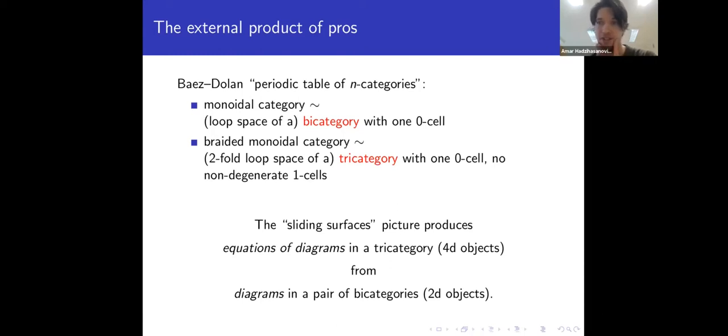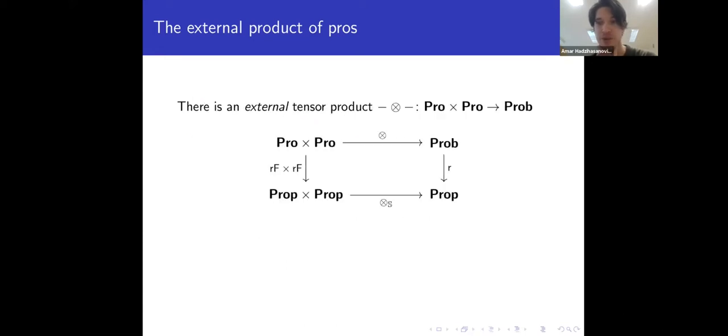So one thing that this suggests is that even though we cannot form a tensor product of PROs which returns a PRO, what we can do is define an external tensor product which takes two PROs and returns a PROP. And this is compatible with the tensor product of PROPs in this sense that this diagram commutes up to natural isomorphism. So if we take two PROPs that are free on PROs and we do their tensor product, it's the same as taking their external product, which returns a PROP, and then reflecting it onto a PROP.